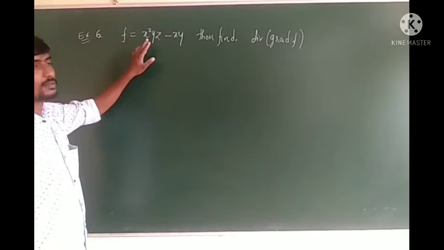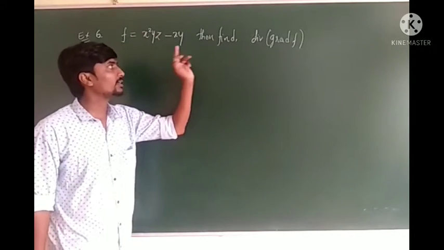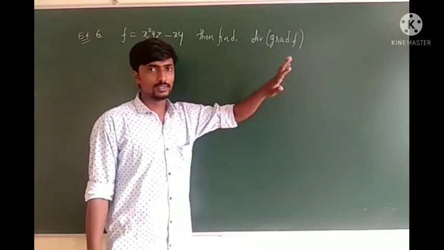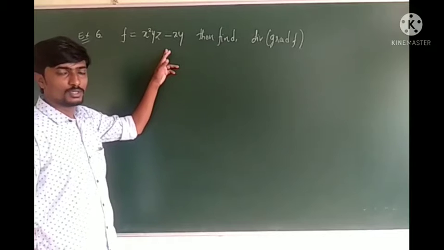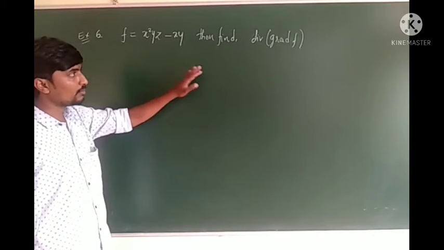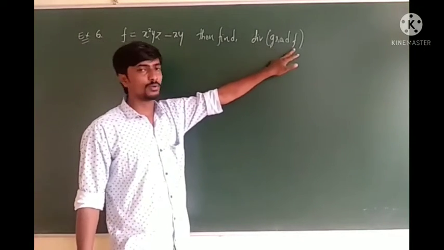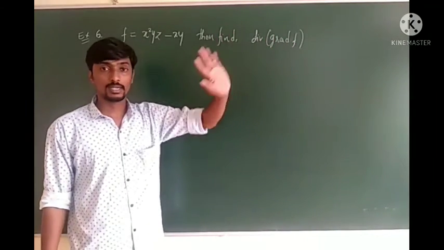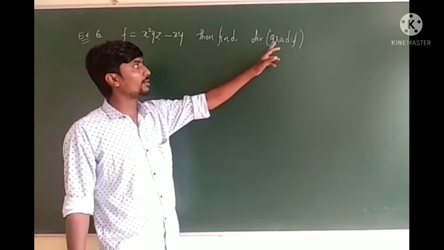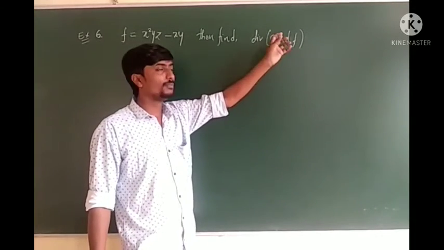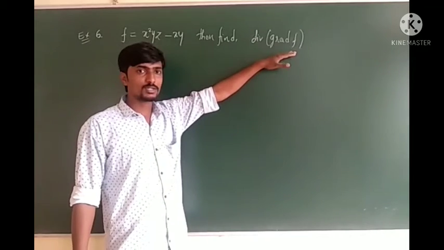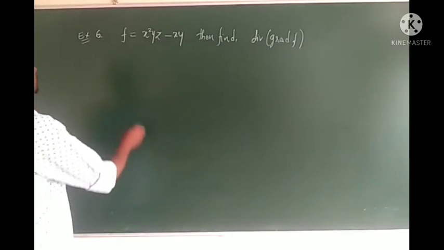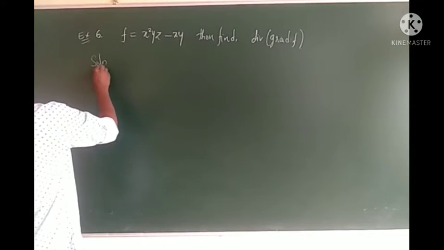So here, given that f is equal to x square yz minus xy, then find the divergence of the gradient of f here. So now look at here, the given function is a scalar function. So if you want to differentiate, we have to do the process of the gradient only, because the gradient is only for scalars, the divergence for the vector function. Okay, so now we first require to find the gradient, then whatever outcome comes from the gradient of the function, we have to calculate the divergence for that. So now first find out the gradient of the function.